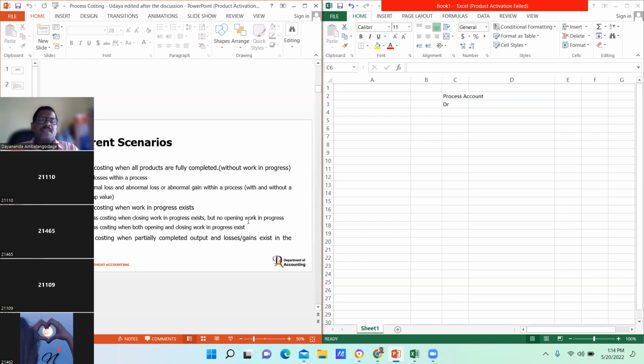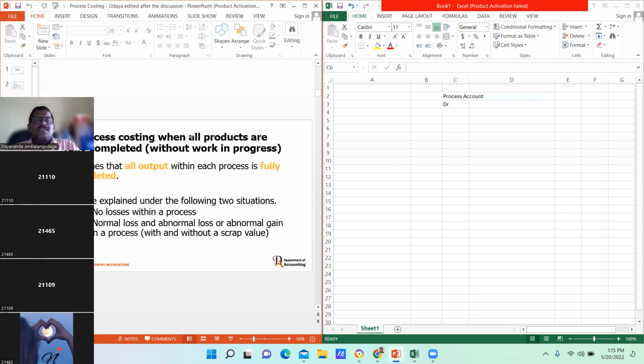We will be discussing process costing when partially completed output and losses and gains exist in the process. We will make the second scenario a little bit more complex by incorporating normal and abnormal losses and gains into the case. So that is the scope of our discussions. We are discussing accounting treatments for all these three scenarios.